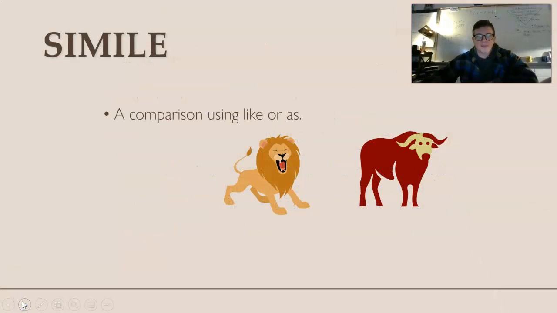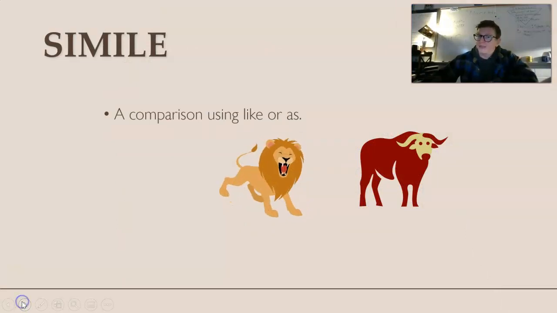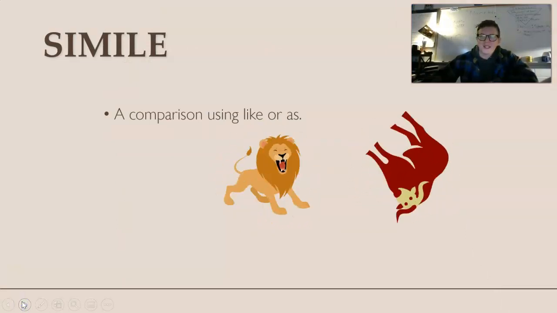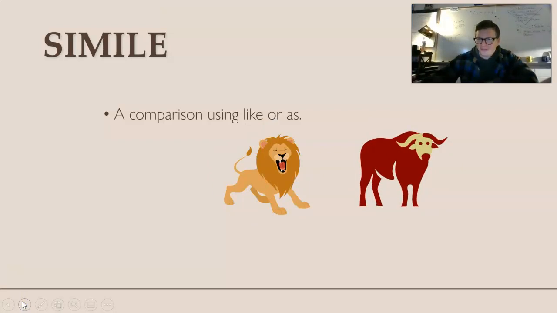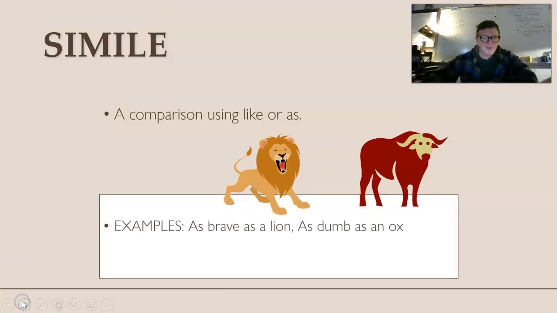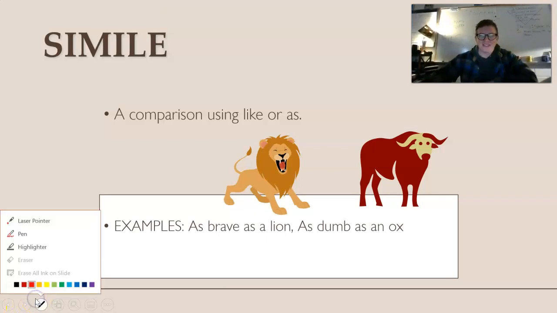We've got similes, comparisons using like or as. Strong as a lion or an ox? Oh, brave as a lion. Okay. Or dumb as an ox. Who wants to be that? That's terrible.